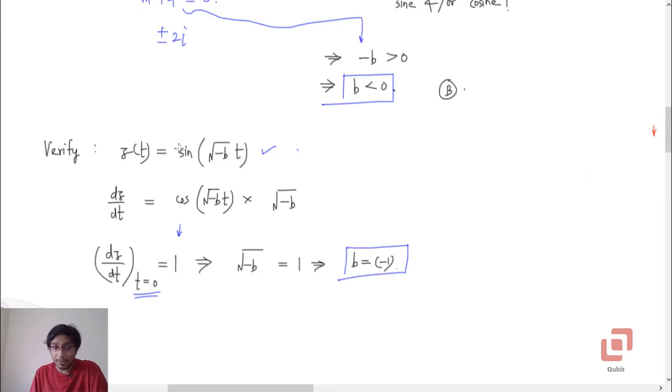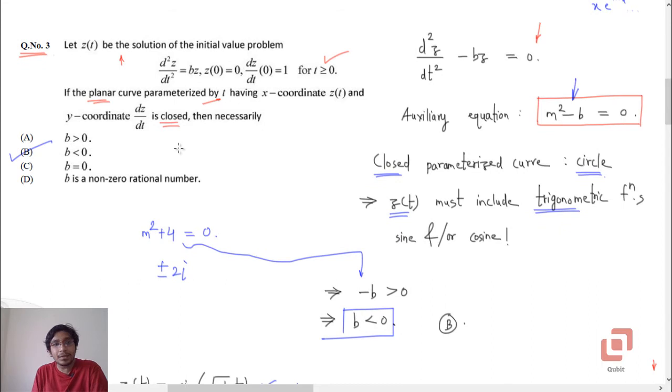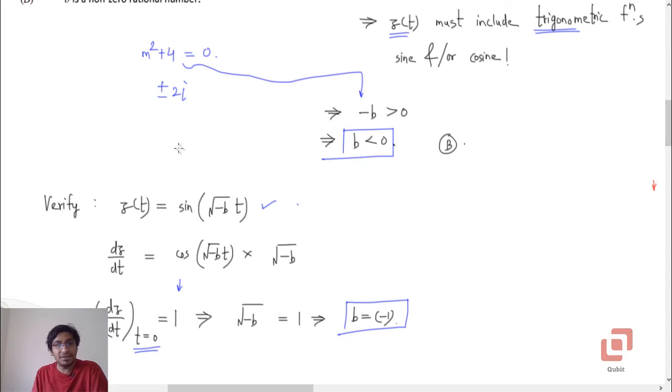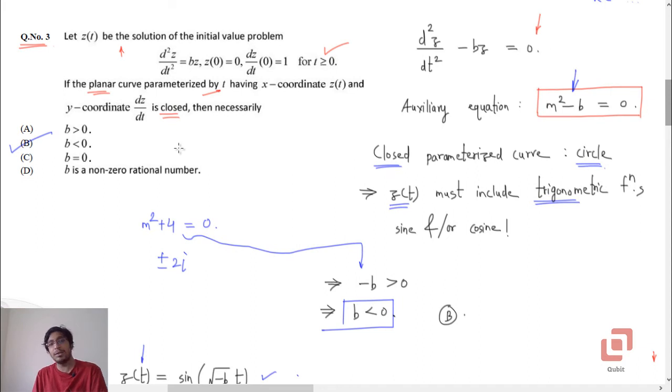Okay, and is z of 0 equal to 0? Yes. If you substitute t equal to 0, then z of 0 is 0 because sine 0 is 0. Okay, yes. So option B, we have not only arrived at the answer, but we have also checked our answer by considering a situation. Okay, that's question 3.